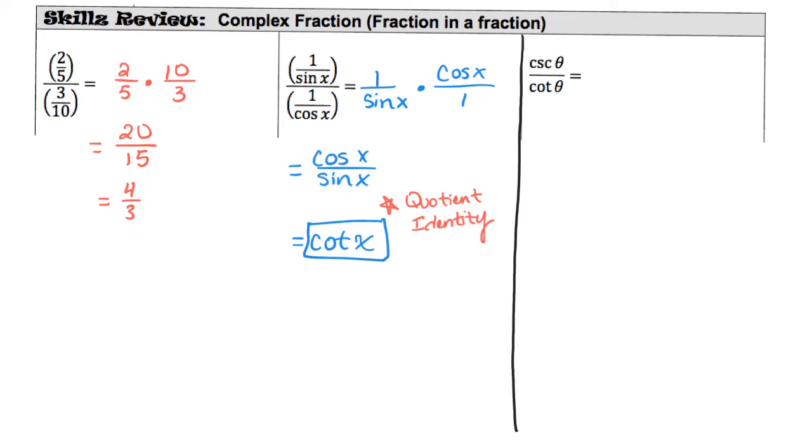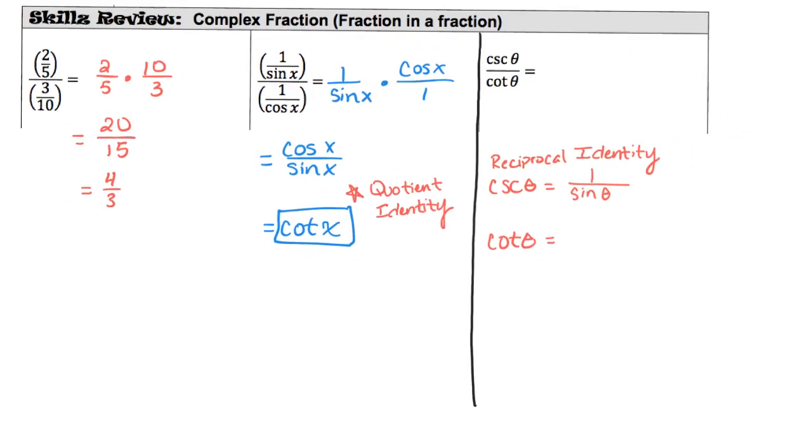Okay, for my next problem, if I want to simplify the cosecant of theta divided by cotangent of theta, the first thing that I want to do is turn them into identities where they will have like terms. So the first thing I'm going to use is the fact that cosecant of theta is equivalent to 1 over sine of theta. This is a reciprocal identity. And I'm also going to use the fact that cotangent of theta is equivalent to cosine over sine of theta. And this is a quotient identity.